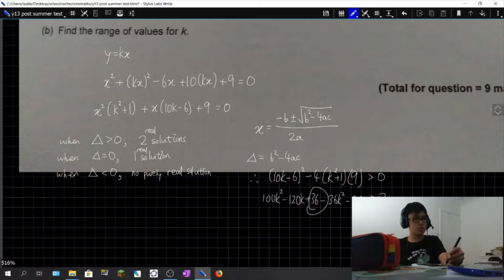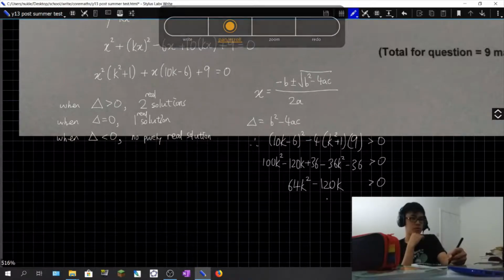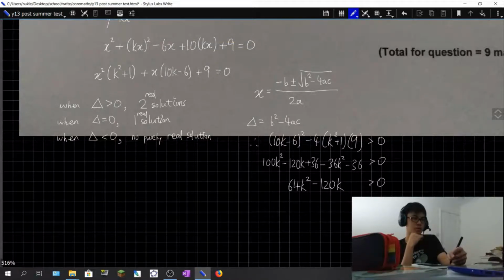You can see that plus 36 and minus 36 cancel out. And you have 2 k squared terms, so you're going to merge them. So 100 minus 36 is going to be 64k squared minus 120k is going to be bigger than 0. So you can factorize out k, but you don't want to eliminate it by bringing it to the other side. You just want to do this.